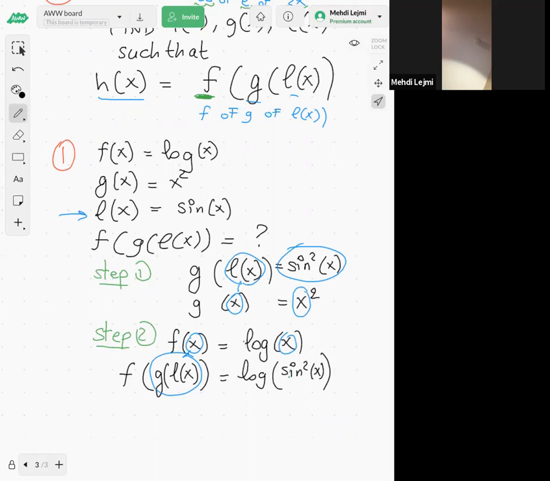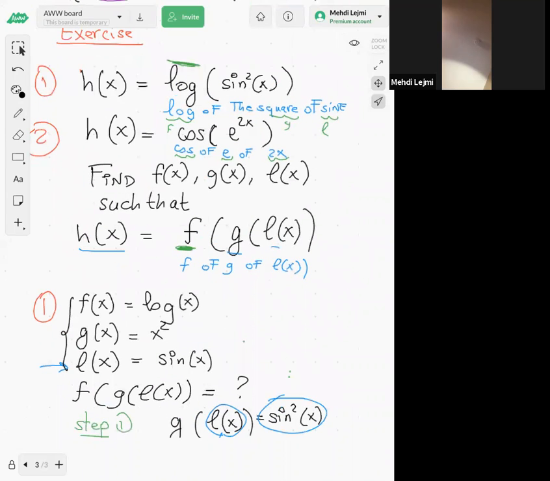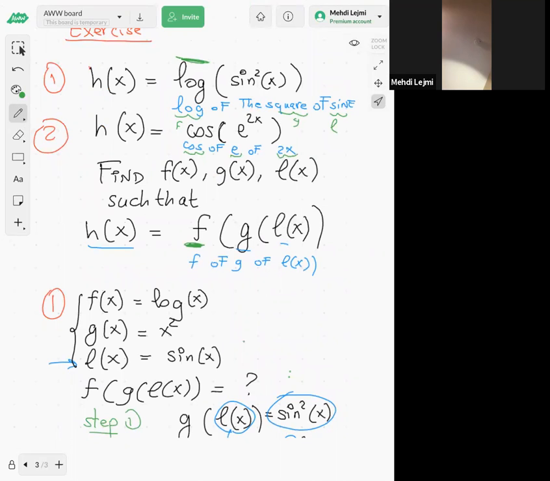Again, the main thing here is to find the f, g, and L, right? So for number two, the first function f, you can see it, it's just cosine, right? That's my first function f. So it's cosine of exponential of 2x. So that's f of g of L. So cosine is f, g is exponential, and L is the 2x.